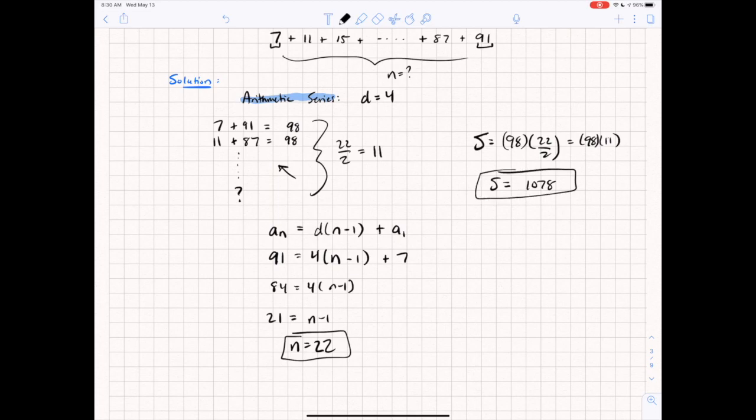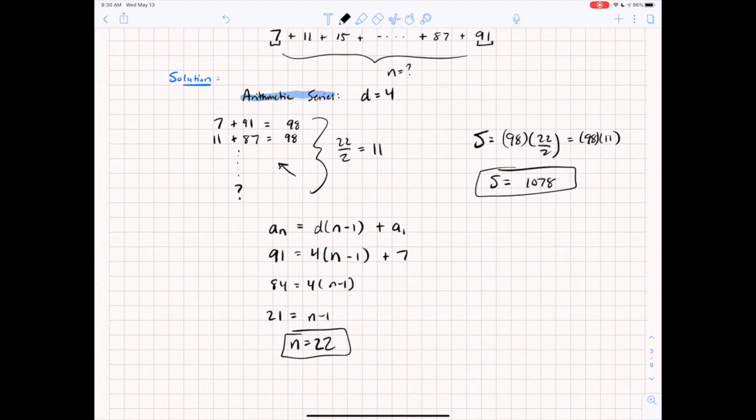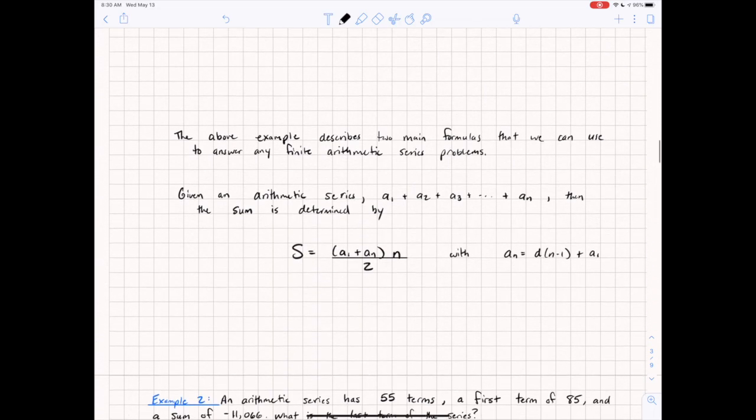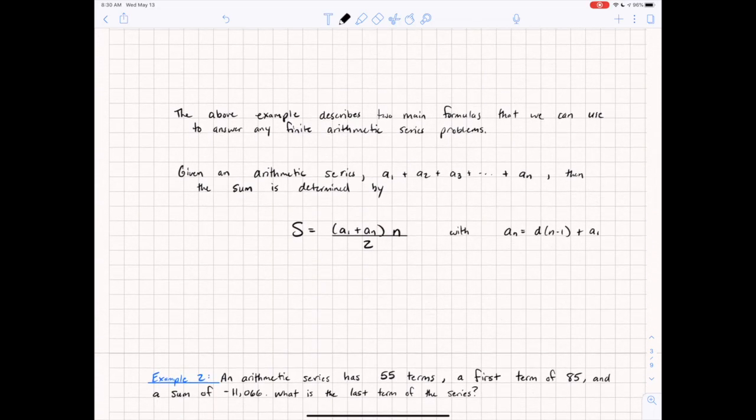All right, and so this example here really conveys two formulas that we can use for arithmetic series in order to find the sum without actually adding up every individual number. And those two formulas are given below. So given an arithmetic series, a1 plus a2 plus a3 all the way to an, then the sum is determined by the first term plus the last term. So notice that's exactly what we were doing beforehand, figuring out what the pairs are, what that sum is, and then n divided by 2, right?